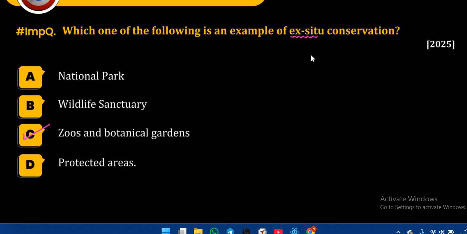Which one of the following is an example of ex situ conservation? National park, wildlife sanctuary, zoo and botanical garden, protected area.